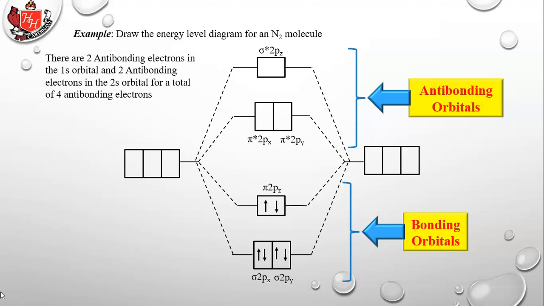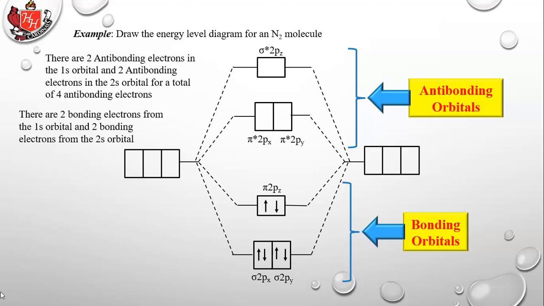Okay, and there we are. So we've used up all the electrons in the 2p. We see 6 electrons, and all 6 are in bonding orbitals down below. There weren't enough to go up to the anti-bonding orbitals. So there are 2 anti-bonding electrons in the 1s and 2 anti-bonding electrons in the 2s, for a total of 4 anti-bonding electrons.